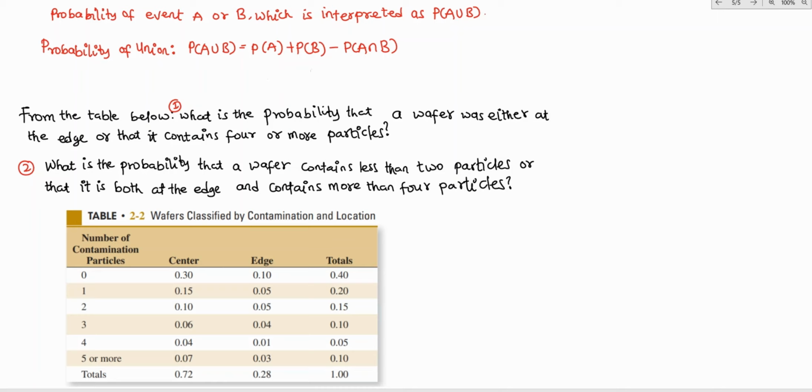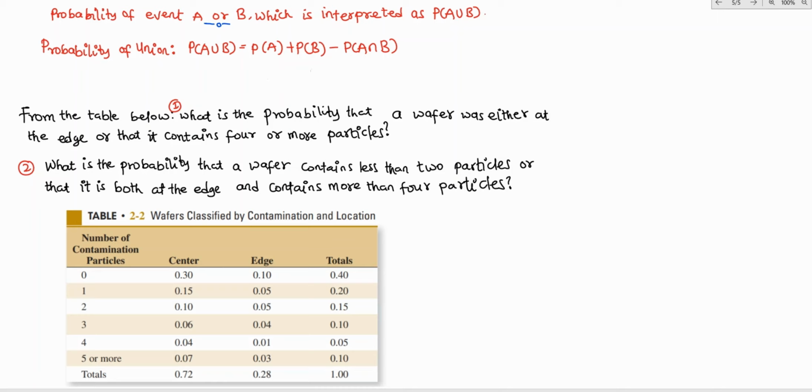So you have to take note of this. It is very important. If you have to find the probability of event A or B, it is the same as the probability of A union B, and that will be equal to the probability of A plus the probability of B minus the probability of A intersection B. So let's take note of this.